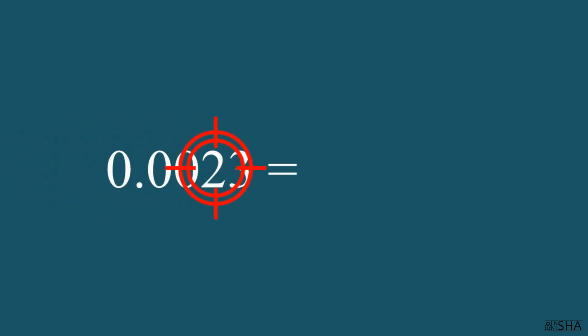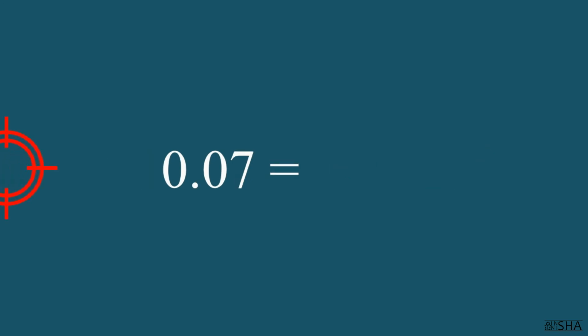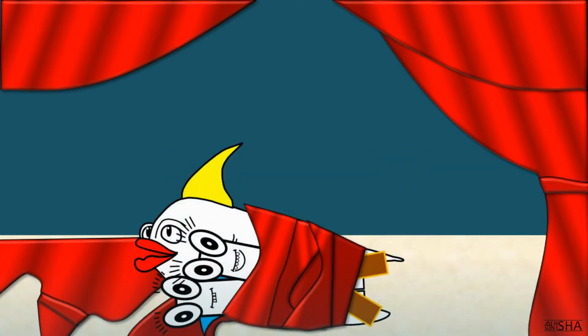0.0023. We put a decimal point after the 2, simply rewrite 3, and multiply the number we've got by 10 to the negative 3rd power. 0.07. The decimal point must be placed after the 7 and we multiply it by 10 to the negative power of 2. We got it. The number of positions the decimal point has moved is the power, which we should write straight next to the 10.